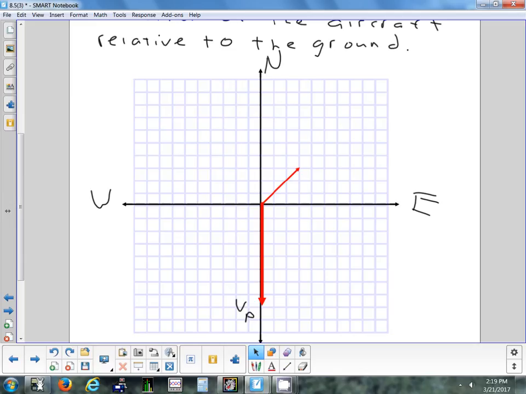Okay, any questions on that? Okay, and let's call that V sub w. That's the velocity vector for the wind.